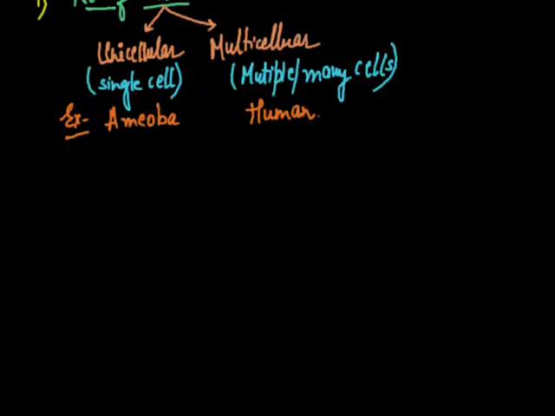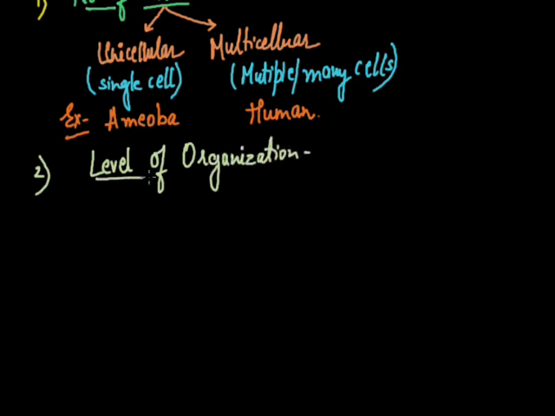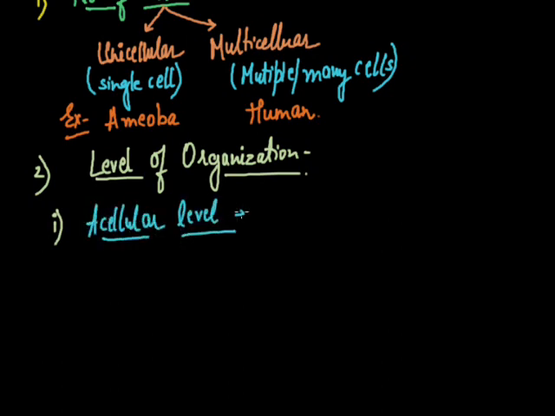Now the second basis of classification is level of organization. First is acellular level. A very good example of this is protozoans like amoeba. They are made up of a single cell. The second one is cellular level.